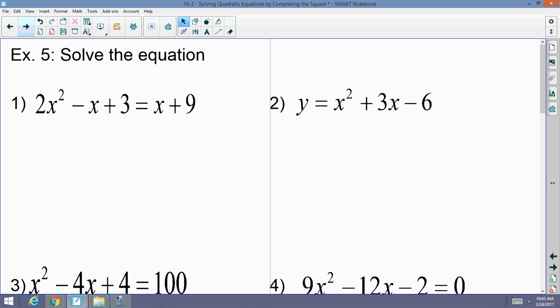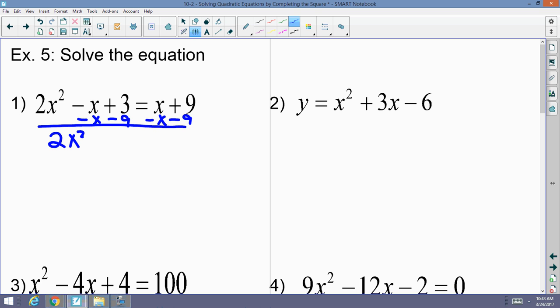First things first, whenever you see this jumbled mess, I first need a trinomial, okay? So let me go ahead and subtract x and subtract 9. So I have 2x squared minus x minus 6 equals 0. Sir, to get rid of a positive x, I have to subtract x. To get rid of a positive 9, I have to subtract 9. Sir, you do the opposite. Thank you for caring, though.